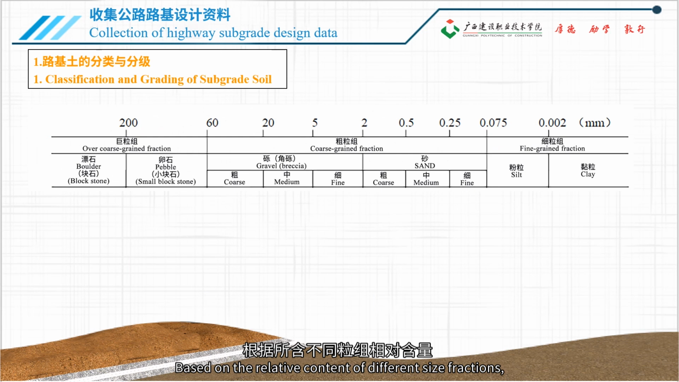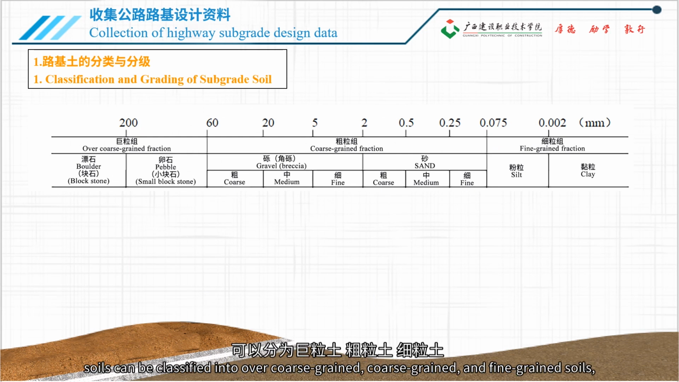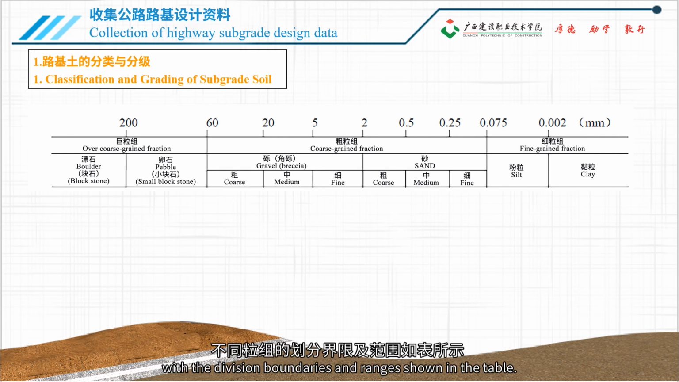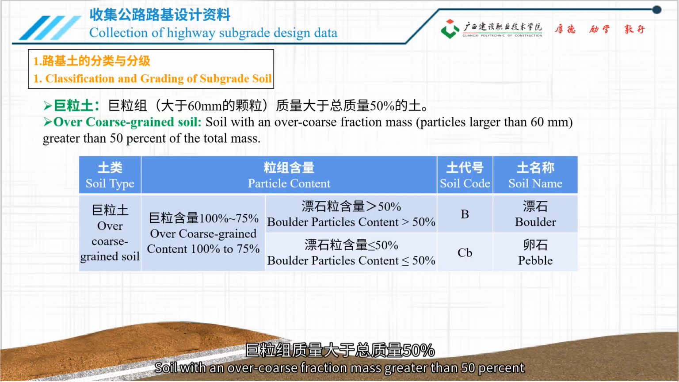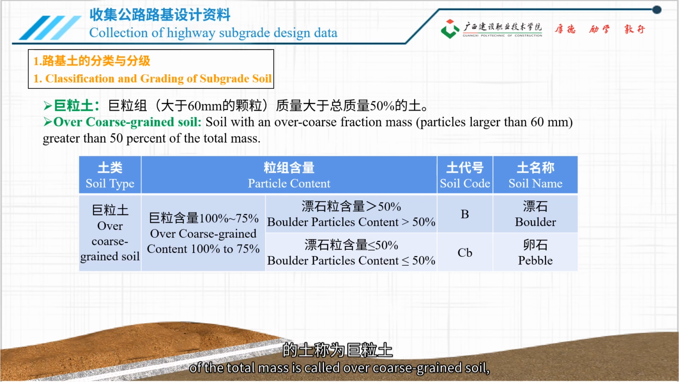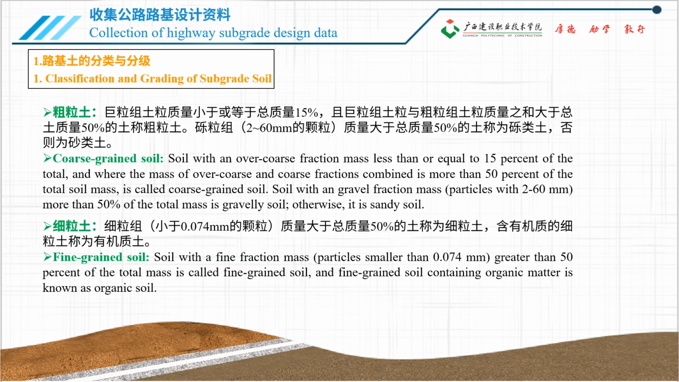Based on the relative content of different size fractions, soils can be classified into over coarse-grained, coarse-grained, and fine-grained soils, with the division boundaries and ranges shown in the table. Soil with an overcoarse fraction mass greater than 50% of the total mass is called over-coarse-grained soil, which can be divided into floaters and cobbles based on the content of boulder particles.